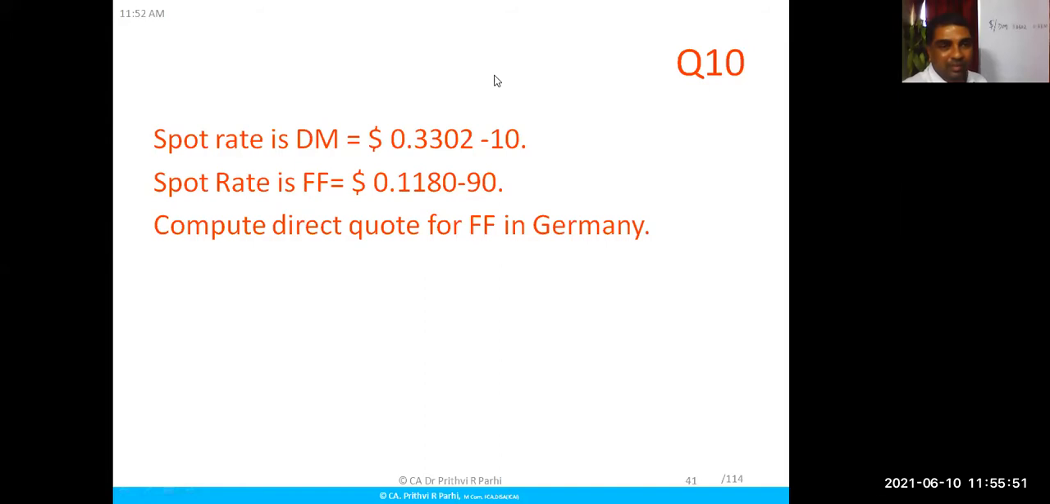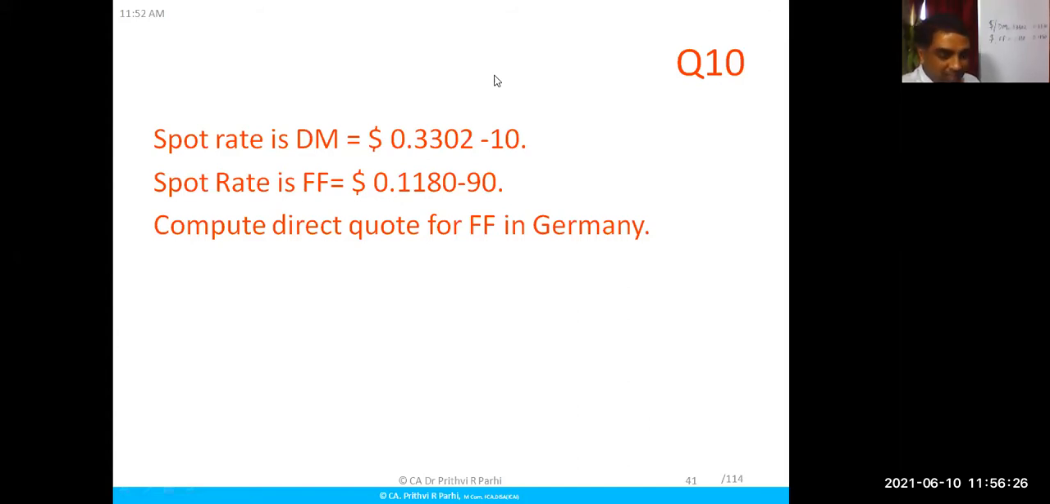So dollar by French franc. Yes, the second code is dollar by French franc. Now can you explain those codes? 0.1180, 90. So 0.1180 and the other code is 0.1190. Now, what is the question asking you?